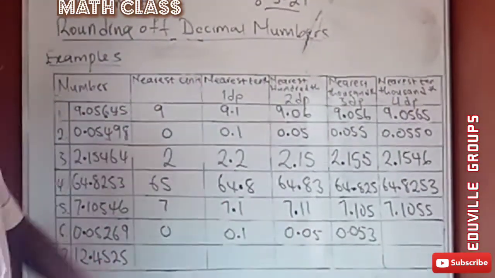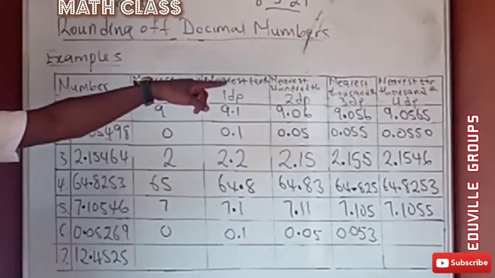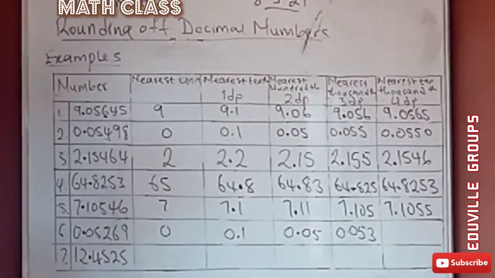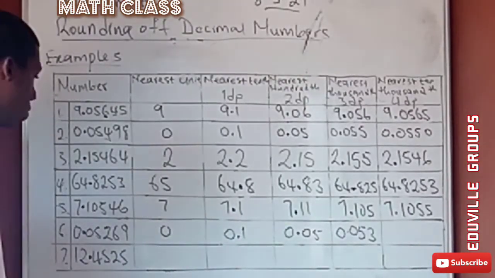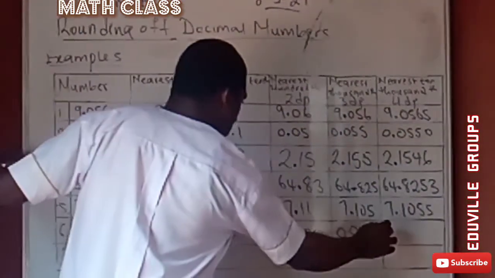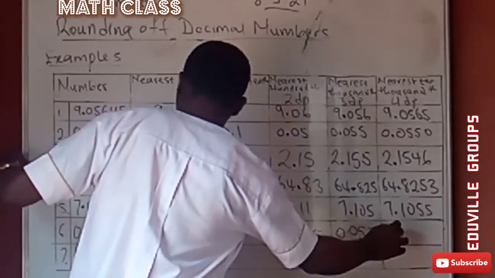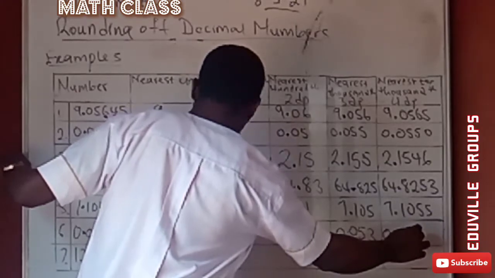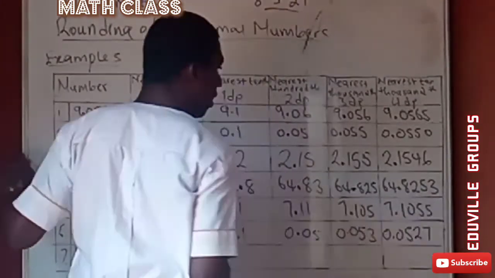The last column now, we're rounding to the nearest 10,000, and the digit there is what? 6. And the next number is what? 9. So what do we do? We add 1 to 6. Our answer will now be what? 0.0527. Correct.